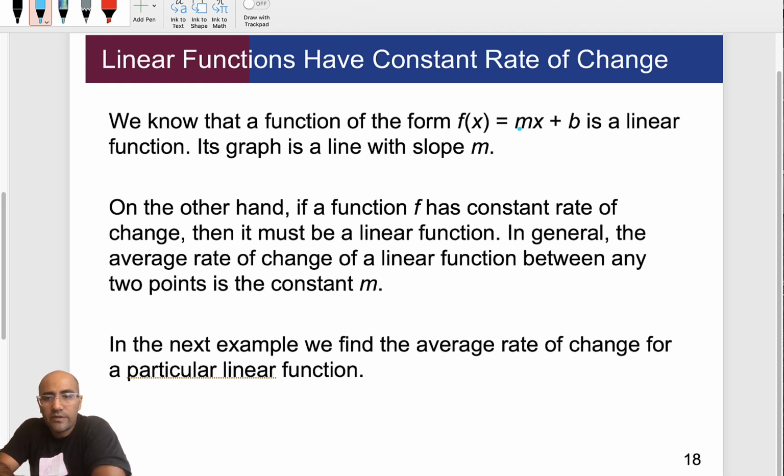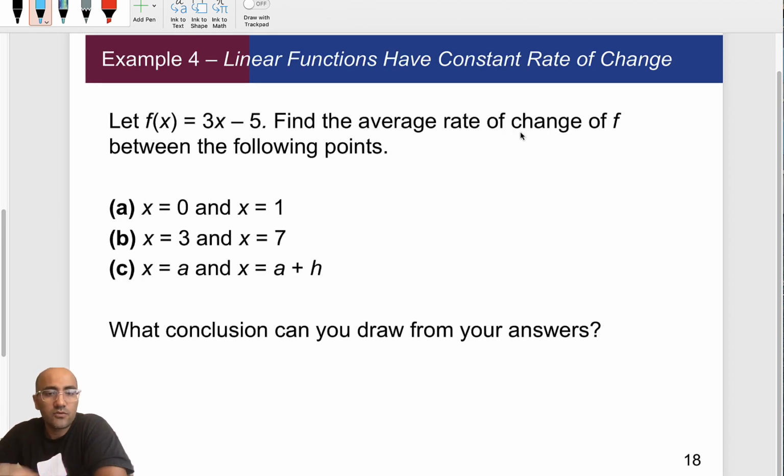So in general, the average rate of change of a linear function between any 2 points is the constant m. Right, so we're just pointing out that if we happen to have a linear equation, it has a constant rate of change, and so the average rate of change between any 2 points is exactly equal to the constant, which is the slope of the line. Right, so they're all the same thing. It should be an easy question here.